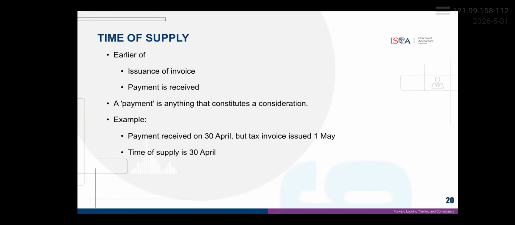So for example, if you receive a payment on 30th April, but your tax invoice is only issued on the 1st of May, the time of supply is 30th April, which is the earlier of both. This means that as at 30th April, you need to apply the GST, and the GST needs to be accounted for in the 30th April period and not 1st May.